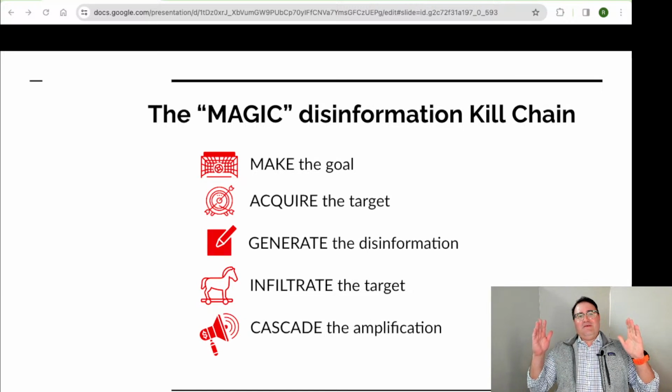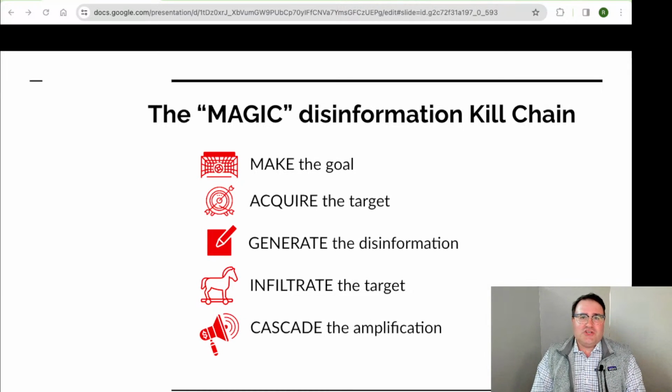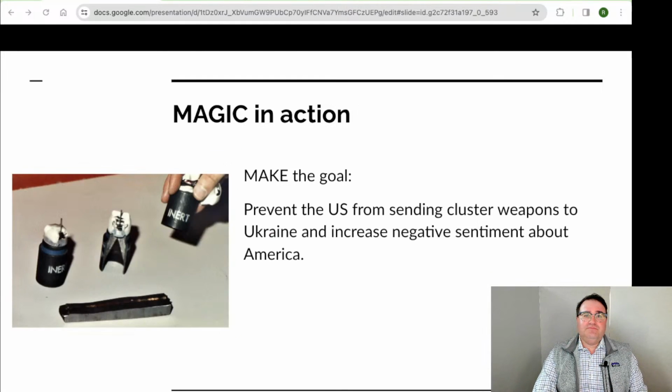So now let's talk about the MAGIC disinformation kill chain. And this is: make the goal, acquire the target, generate the disinformation, infiltrate the target, and cascade the amplification. So here's MAGIC in action. First we're going to make the goal. In this case, we're going to talk about cluster weapons.